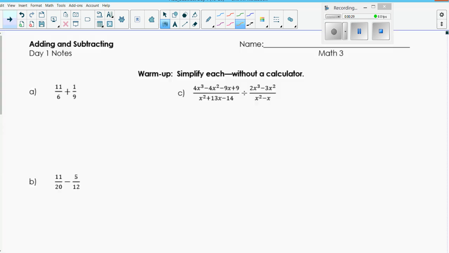So the warm-up has 3 examples, and I know they're not exactly in this order, but go ahead and do C first, just as a good review. So go ahead and pause it, work through C, and then unpause it, and we'll kind of talk through it.